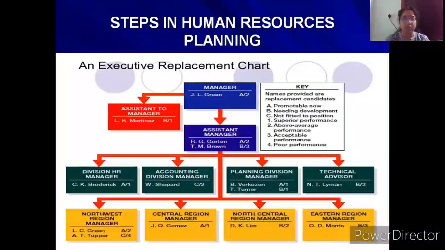So obviously we will be able to decide between Gorton and Brown who can occupy the assistant manager's position. It's obviously Gorton who has a better grade. He is promotable now and he has above average performance. So obviously he will be the preferred candidate to occupy the position of an assistant manager. And in a similar way, for division HR manager, accounting division manager, for all these positions also, the people who are eligible and the key associated with them has been given to us.